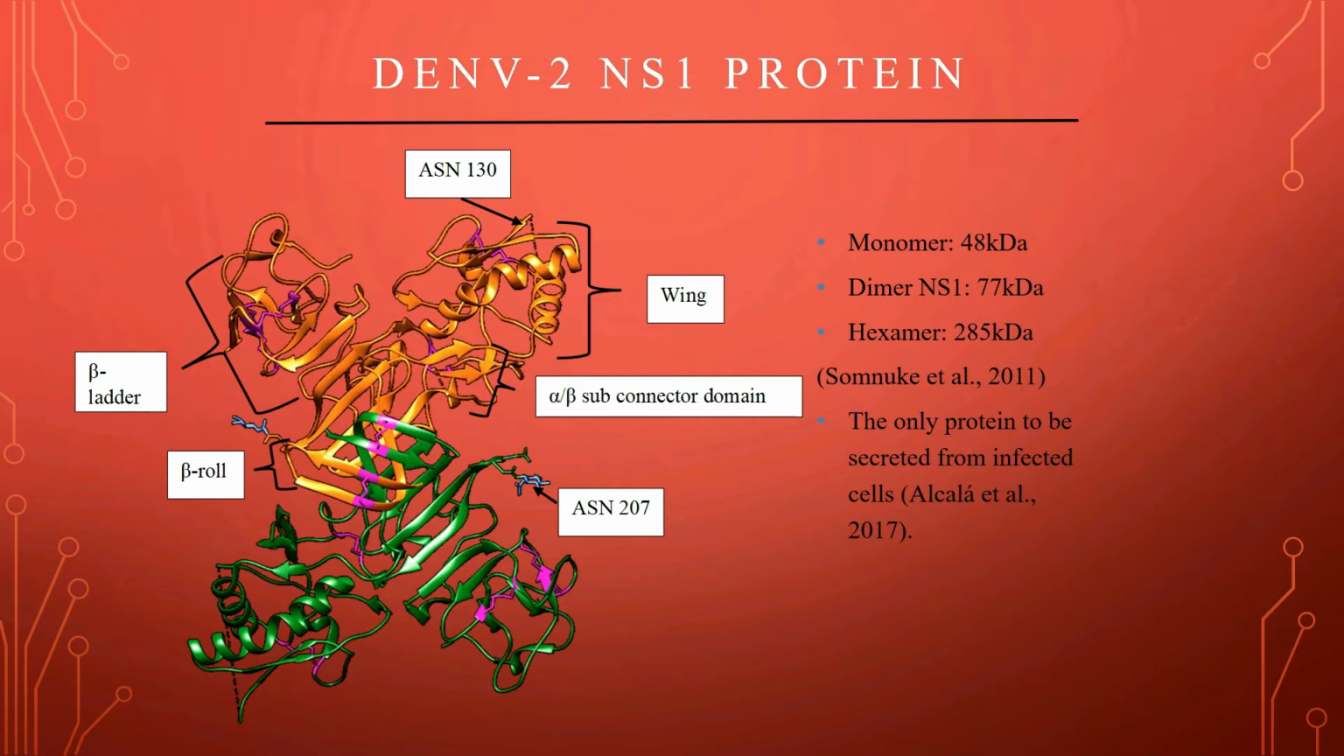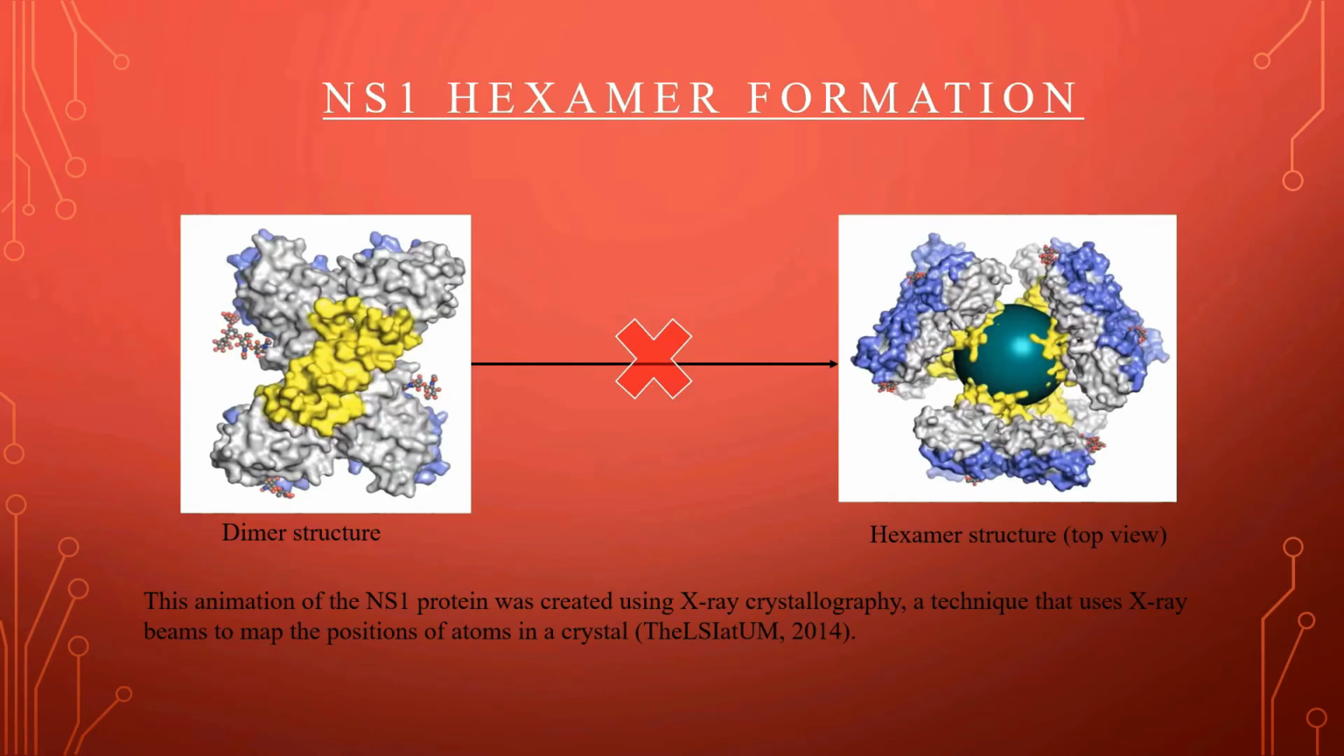The structure that we are looking at is the dimer form, where 2 monomers come together and interlock at the beta roll. The beta roll is also known as the hydrophobic core, and it is the target of our inhibitor peptide design. Earlier, I mentioned that the beta roll is the target for our antiviral peptide design. The reason for this is that the beta roll is very important for hexamer formation.